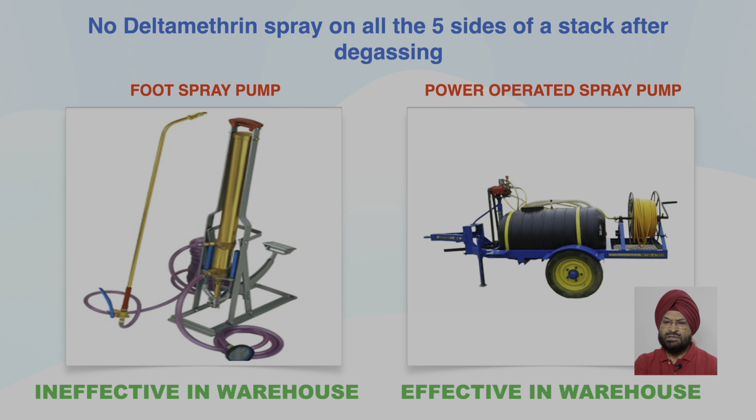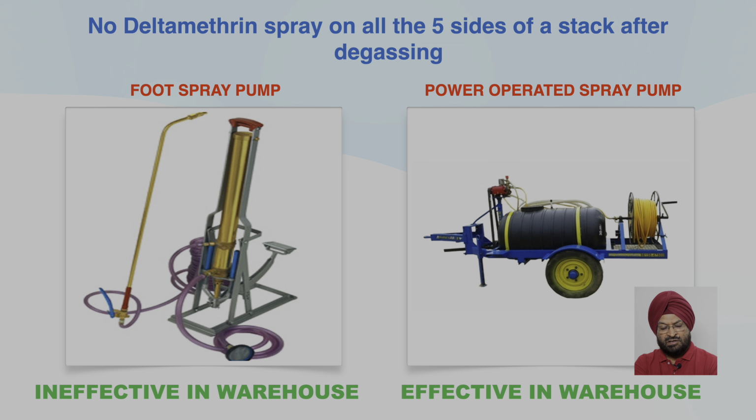It is old-days equipment, from when the godown was 100 ton, 200 ton or 1000 ton. We could use this. But nowadays we have capacities of 2 lakh metric ton, 3 lakh metric ton. We cannot spray the stacks with this foot sprayer. If you do at all, it will be ineffective.